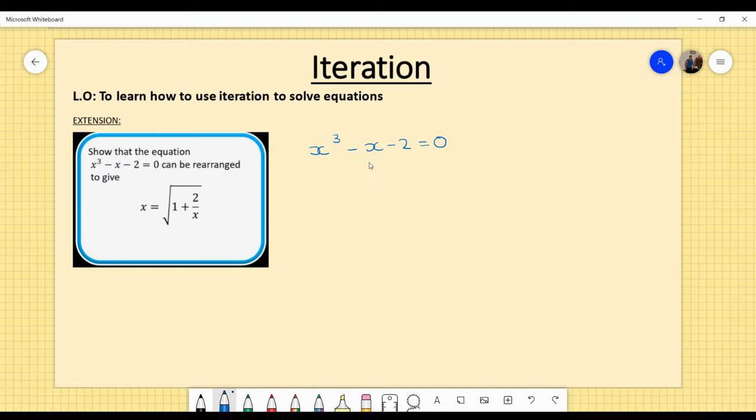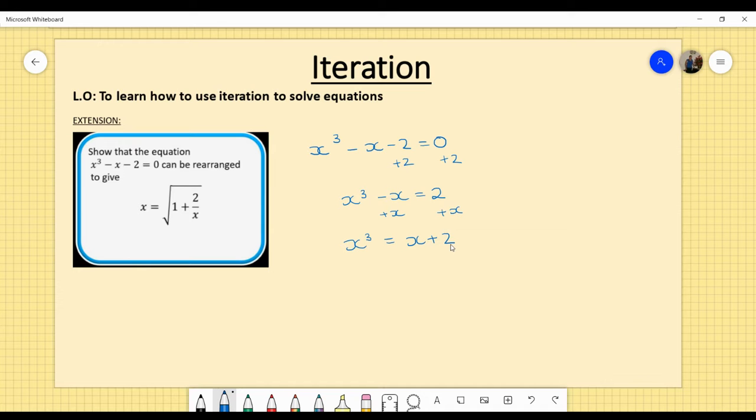But at first, we want to deal with the fact that in the final solution, there's no negative x and no -2. So my starting point, I'm going to add 2 to both sides. So that will give me x cubed minus x equals 2. And I'm also going to get rid of the negative x. So I'm going to add x to both sides. And at this point, I will end up with x cubed equals x plus 2.